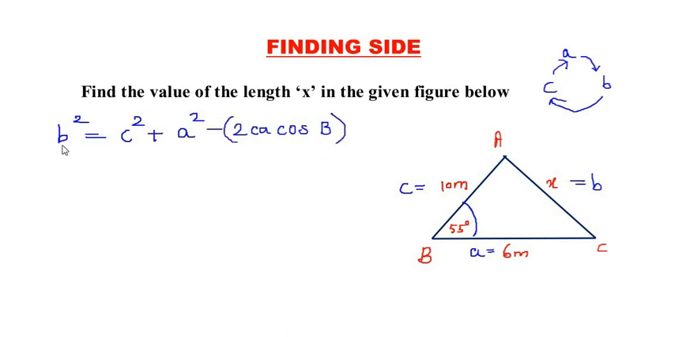Now let us start substituting the values. B is x, so B square becomes x square equals C is 10, so C square is 10 square plus A is 6, so 6 square minus 2 times C is 10, A is 6 into cos of angle B, which is 55.